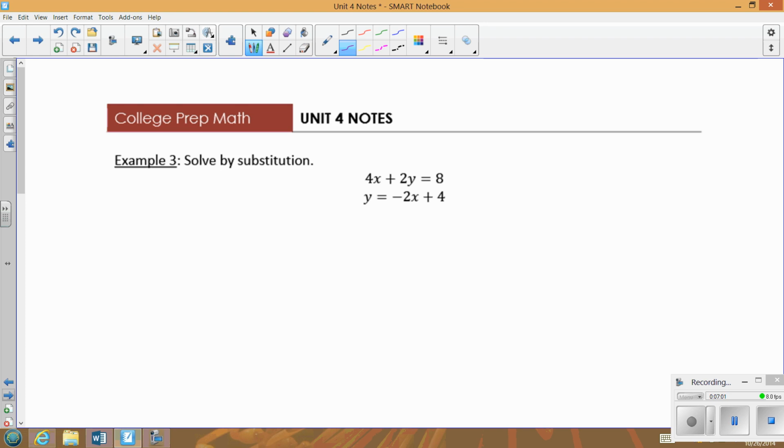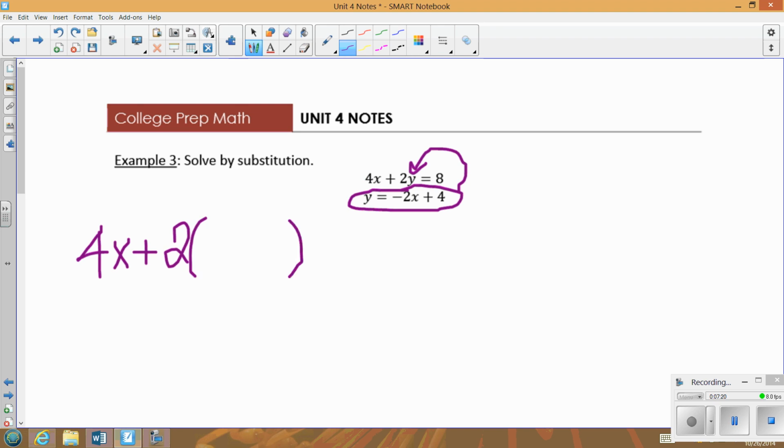So this system here, first look at both equations, see if one variable is already by itself. So in this case, the second equation already has y by itself, which means I'm going to take the second equation and replace y in the first equation. So I'm going to put parentheses wherever y is. And then, instead of having y in that first equation, we know that y is equal to negative 2x plus 4. So you replace your parentheses or your y value with what y equals. And now you have an equation with just x.